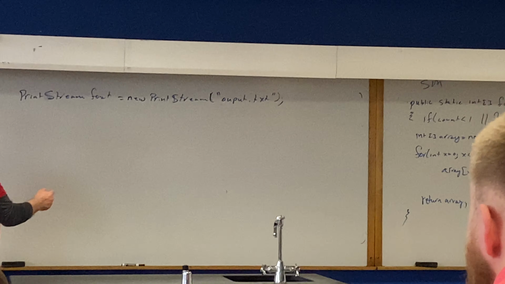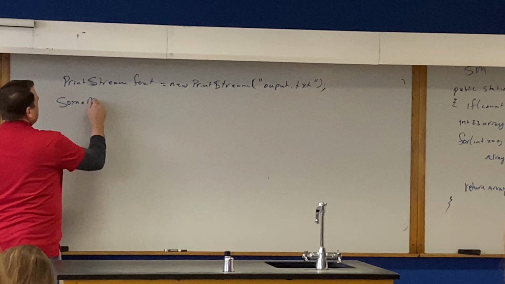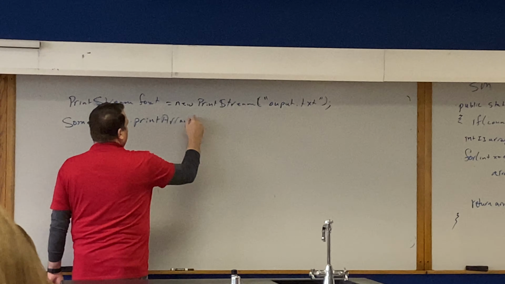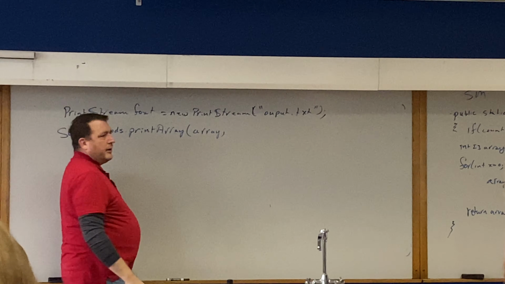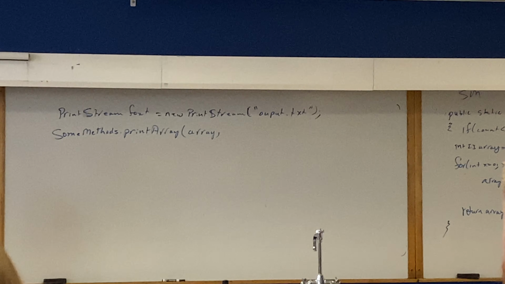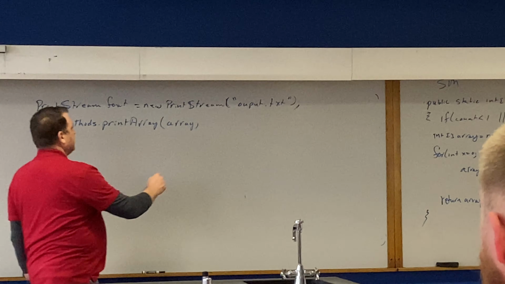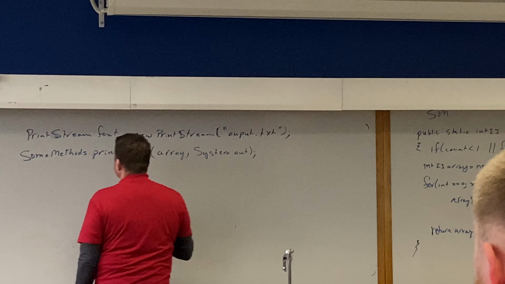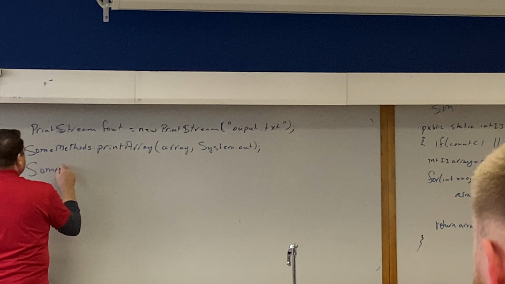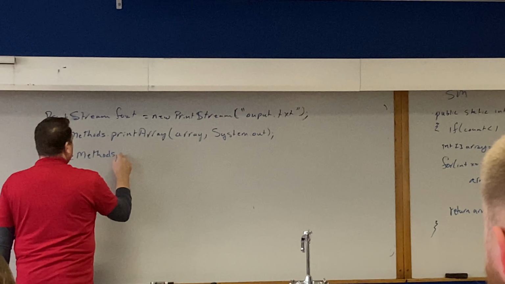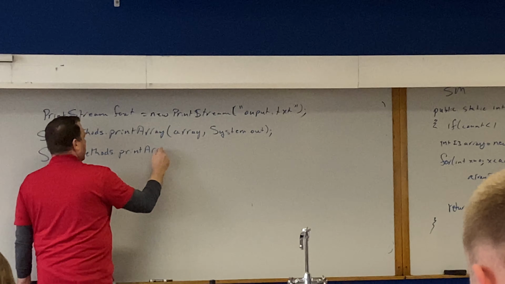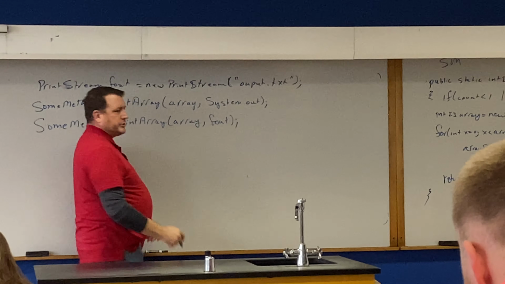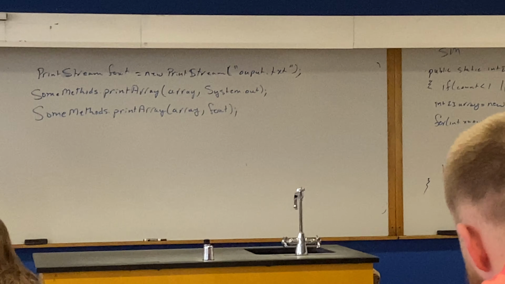But okay, so I'm going to write a method called SumMethods.printArray. I'm going to pass it the array, and I'm going to pass it system.out. And then I'm going to call the same method again, SumMethods.printArray, and I'm going to pass it fout. Okay? So my question to you is, 1 or 2 methods?